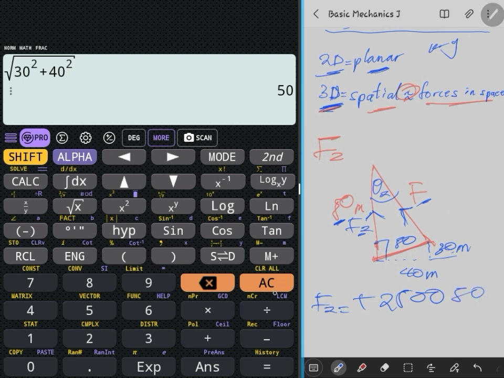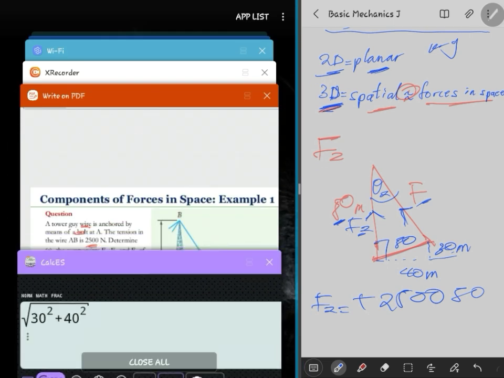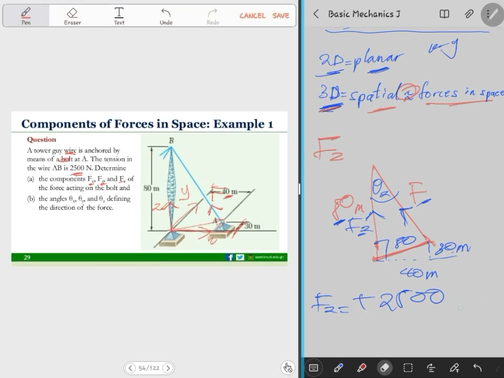Now to get the FZ, that's what we are doing. We need cos, right? So let's see. Cos theta Z. So this is the same as 2500. The cos theta Z here is adjacent over hypotenuse. Adjacent is 80. Our hypotenuse is what? We had the 50 here, so we can use it to get the distance here, the magnitude here.